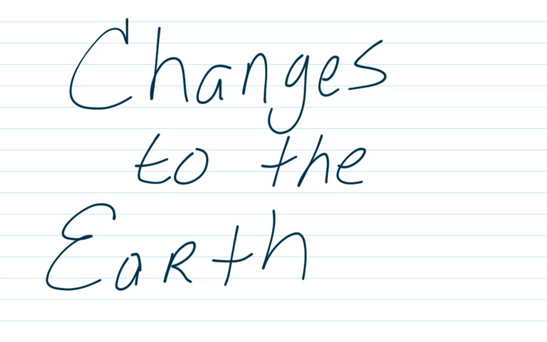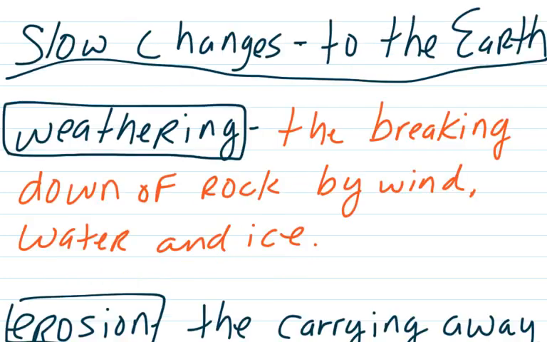Alright, welcome to lesson 1 on changes to the earth. We're going to be talking about slow changes to the earth today. And so what those slow changes are: weathering, the breaking down of rock by wind, water, and ice, and I have some pictures to come up and show you about that.